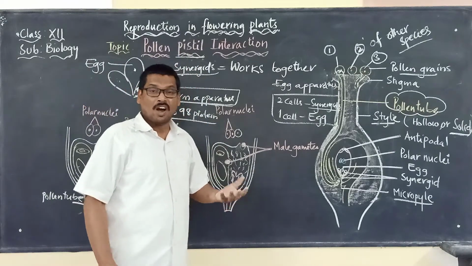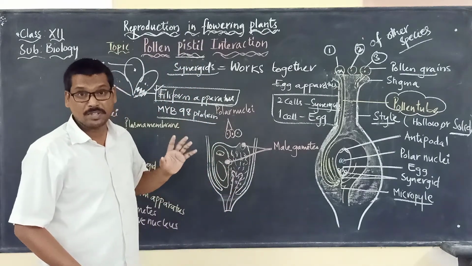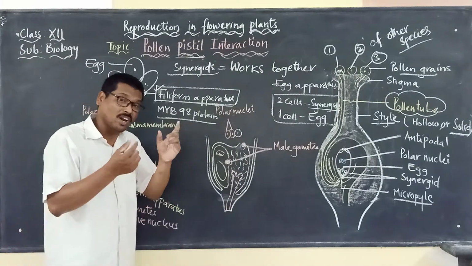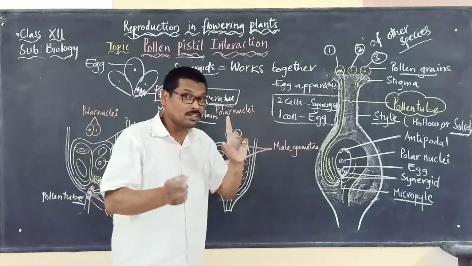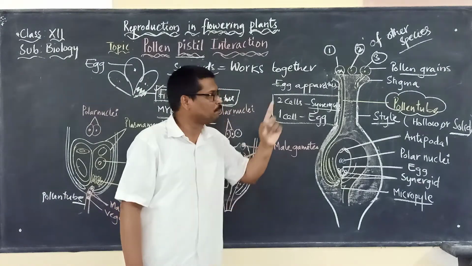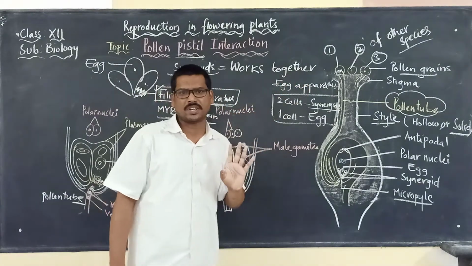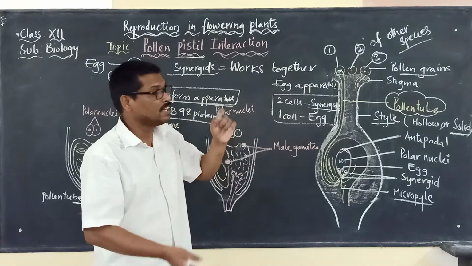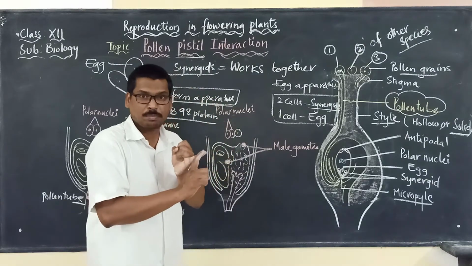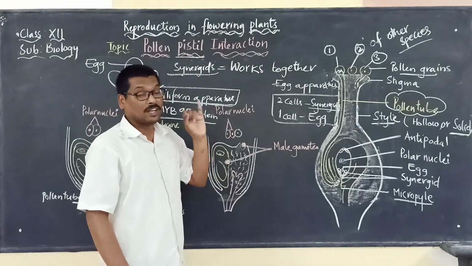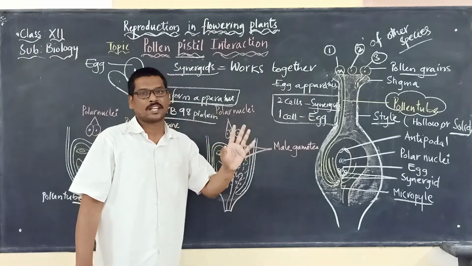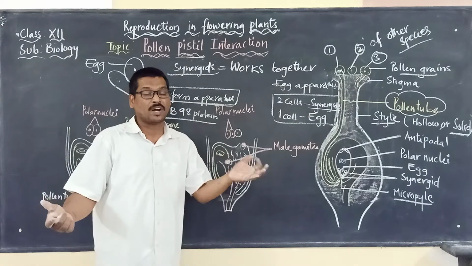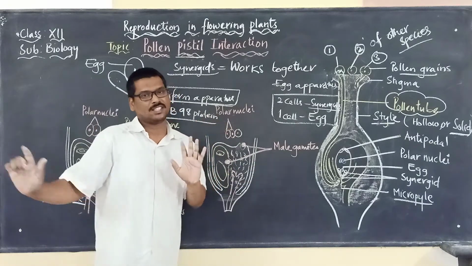Already we said that because of the pollen pistil interaction, what happens in the pollen pistil interaction? Two points that we have to remember: in the pollen pistil interaction, it will recognize the right type of pollen grain. Very important. It will reject the wrong type. Means what? Incompatible ones will be rejected.